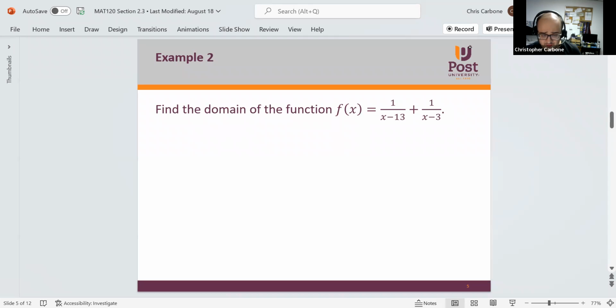For the domain of the function f of x is equal to 1 over x minus 13 plus 1 over x minus 3, since we have the two fractions, we have to include both when we're saying no division by 0. So that means there's only two numbers x cannot be, right? x can't be 3, and x can't be 13. Because of that, in interval notation, this would be everything in parentheses: negative infinity to 3, union 3 to 13, union 13 to infinity.